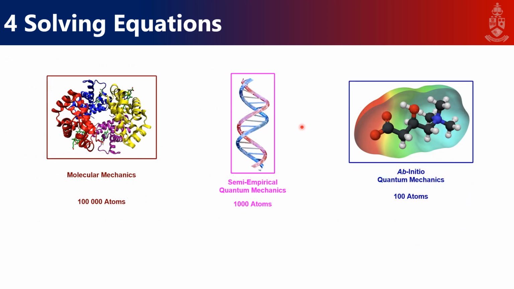Just to collate all our ideas: molecular mechanics, a lot of atoms, quick. Semi-empirical quantum mechanics, quite a number of atoms, still relatively quick, but we need to decrease the number of atoms to get quick results. If we use ab initio, you can basically only look at 100 atoms. Depending on the level of theory, something might even take up to 2.5 years to calculate, and that's just because we're using classical computers.